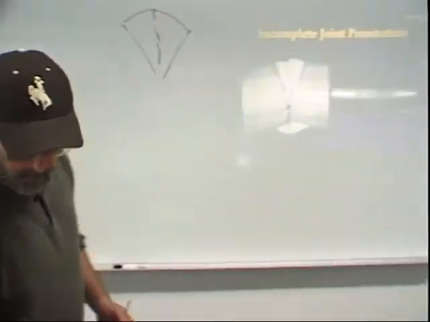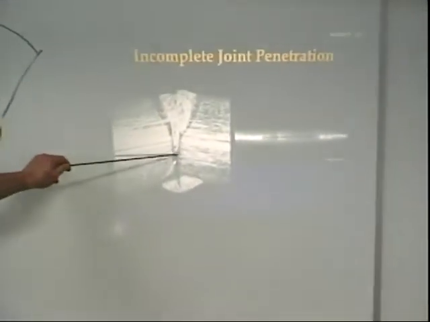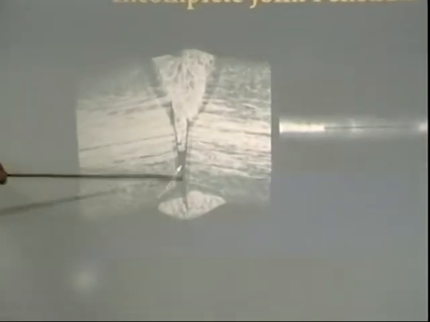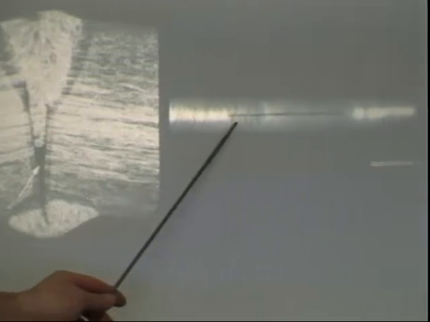Here we're back to that picture again. And now this then would be considered incomplete joint penetration unless, of course, it was designed that way by the engineer. And over here, you can see it's very distinguishable on an X-ray. It just creates a really straight line.